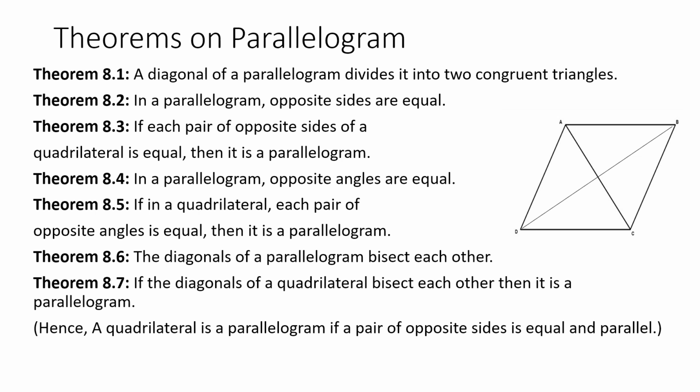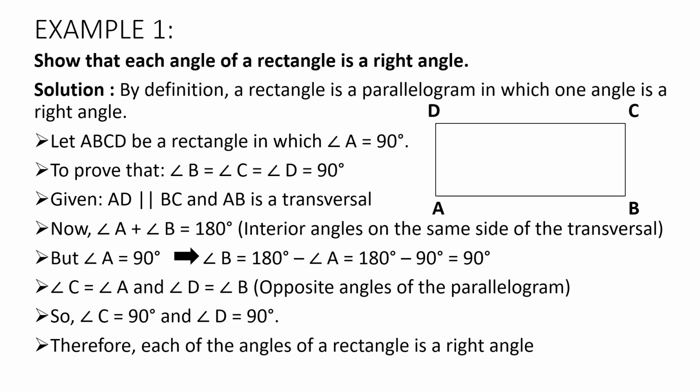Hence, if you have a quadrilateral, it is a parallelogram if a pair of opposite sides is equal, and even if one pair of opposite sides is equal and parallel. Let us start with the first example.